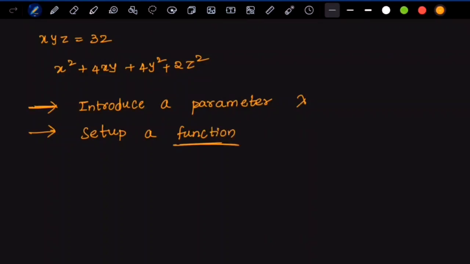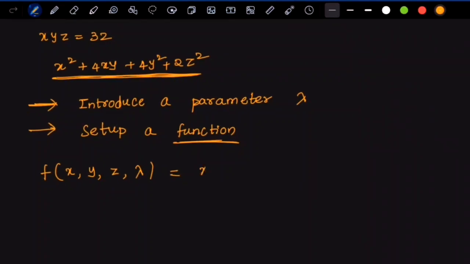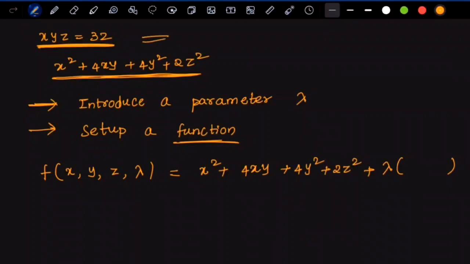What is this function? Let us see what this function is. You have to set up a function that has all the variables you have in the question, which in this case is x, y, z, and an extra variable lambda that you're going to introduce. And this function will be simply the expression for which you have to find out the maximum or minimum value plus lambda multiplied by this particular expression.